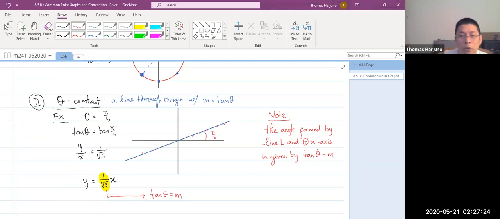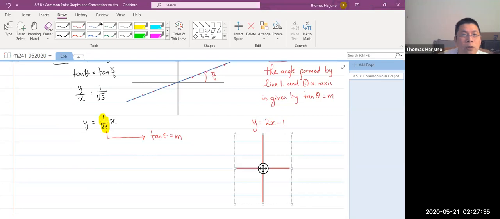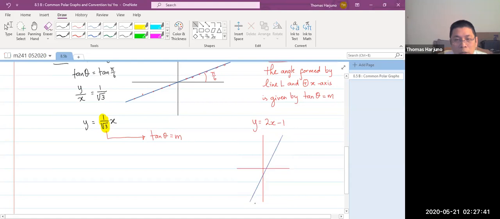I don't get it, Thomas. What do you mean? Okay, suppose I have y equals 2x minus 1. The graph looks like this. The y-intercept is (0, -1), and the slope is 2. So what is the angle there? Well, the angle there is such that tangent theta equals 2. So the angle is tangent inverse 2.